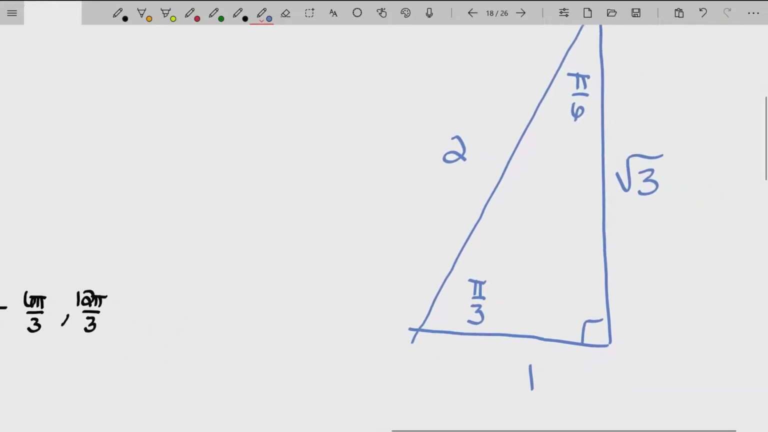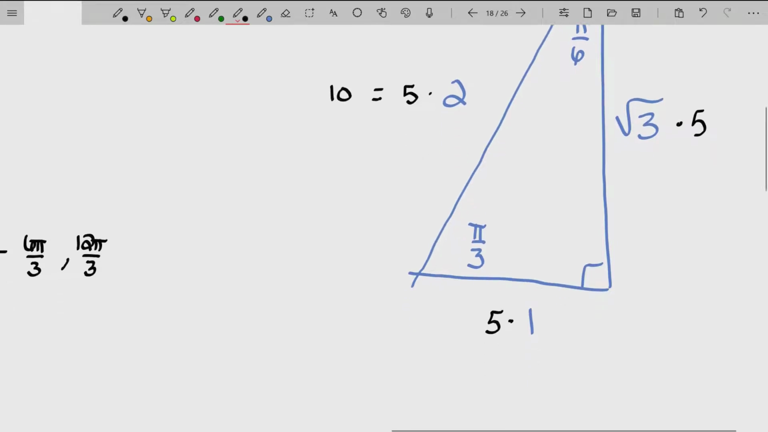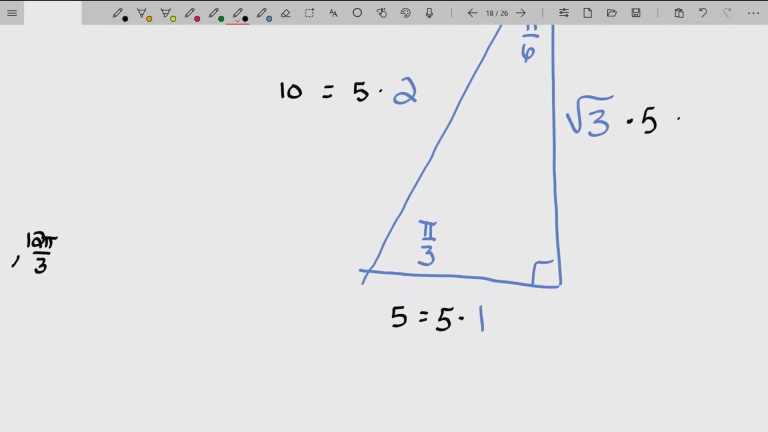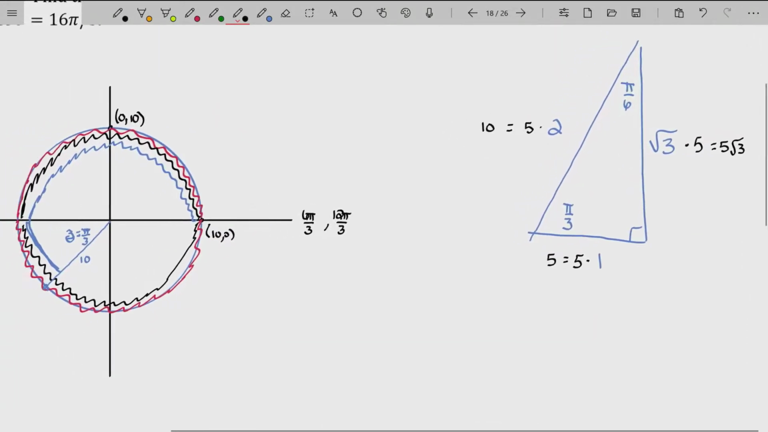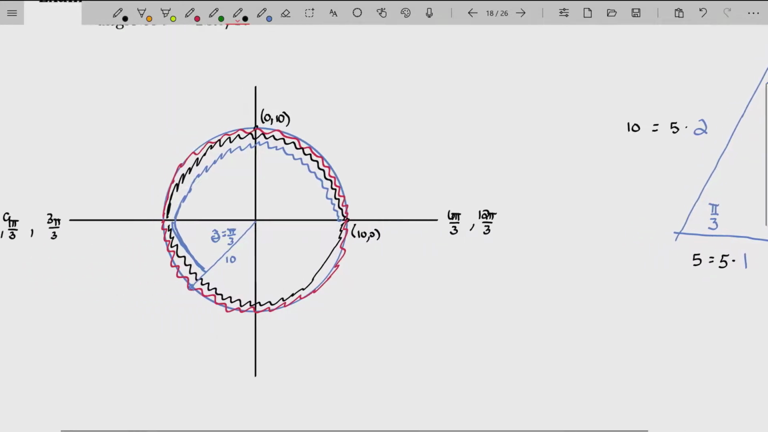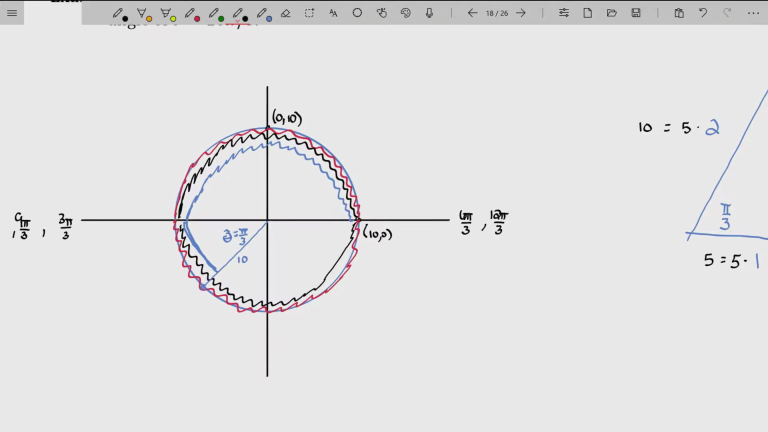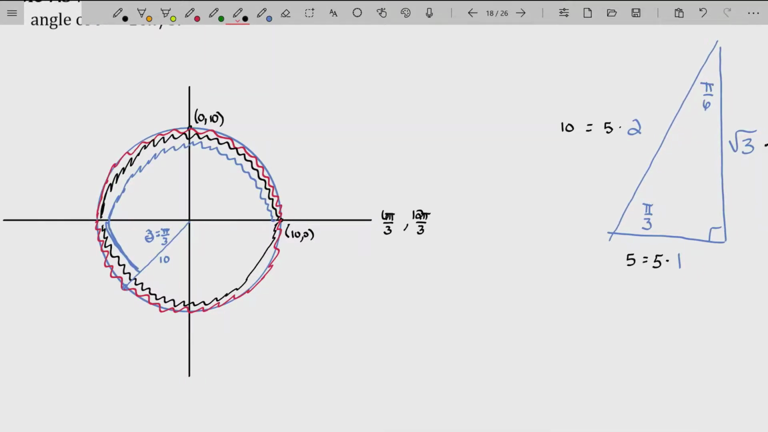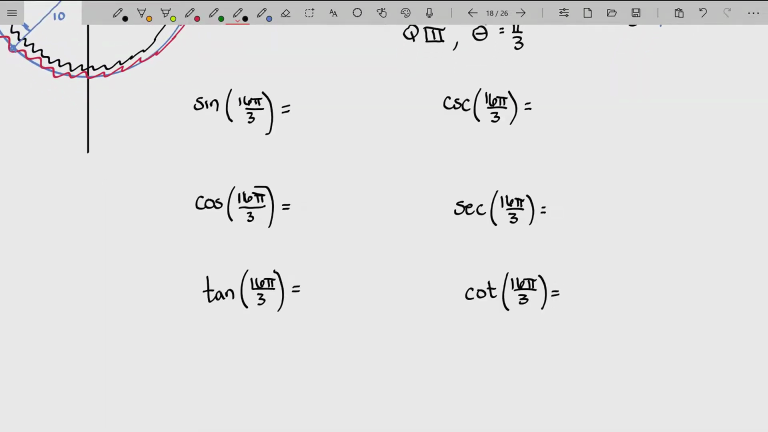So I'm going to multiply everything by 5 first, just to showcase that we're exploding the size of this triangle. When you multiply everything by 5, you get that this is side length 10, this is side length 5, and this right here is side length 5 root 3. Great. And now I can go ahead and list out all the trig functions, noting that we're in quadrant 3, and our reference angle is pi over 3. That's going to be critical.